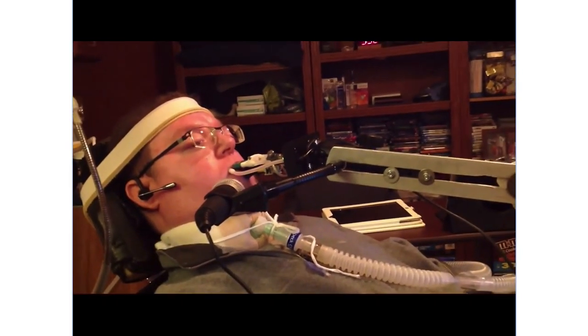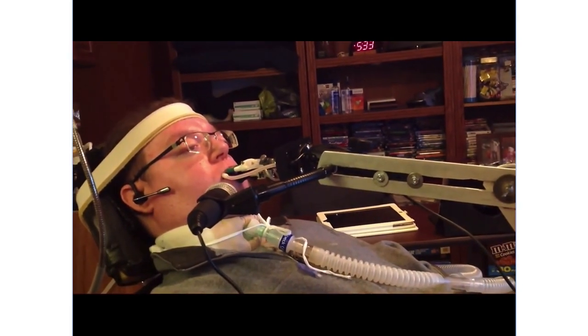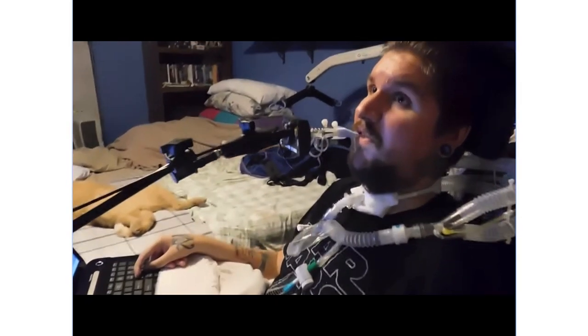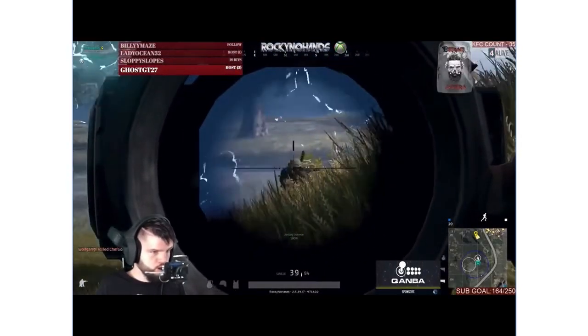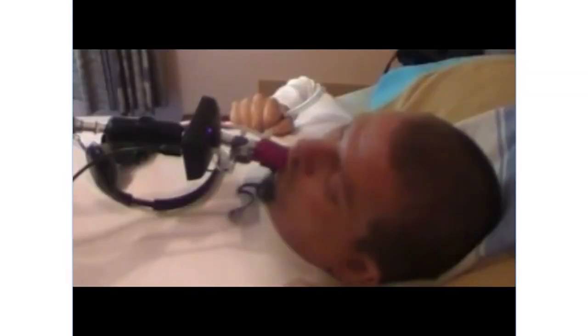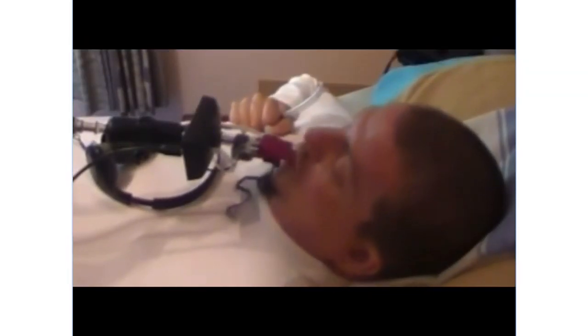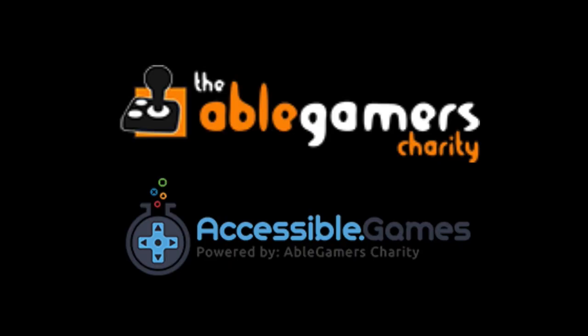So gamers who might not have any mobility at all are still able to play games and excel at games using this hardware, using these devices, which is quite remarkable. And there are whole companies and charities set up in order to make games accessible to everybody who is differently abled. So please, I recommend taking a look at these two websites.